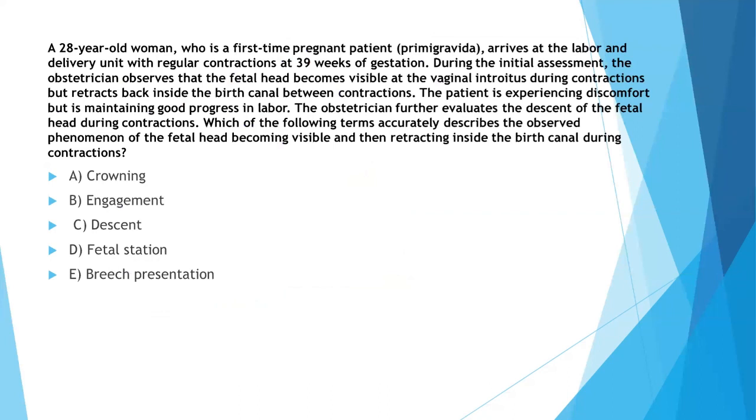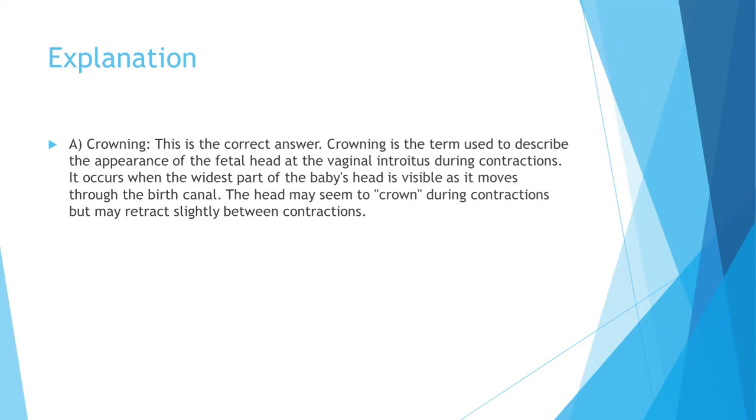So here we have one more question. Which of the following terms accurately describes the observed phenomenon of the fetal head becoming visible and then retracting inside the birth canal during contractions? Crowning, engagement, descent, fetal station, or breech presentation? So, crowning is the term used to describe the appearance of the fetal head at the vaginal introitus during contractions. It occurs when the widest part of the baby's head is visible as it moves through the birth canal. The head may seem to crown during contractions, but may retract slightly between contractions.